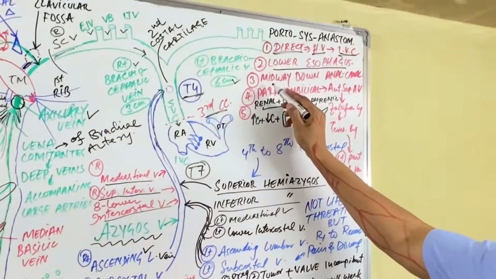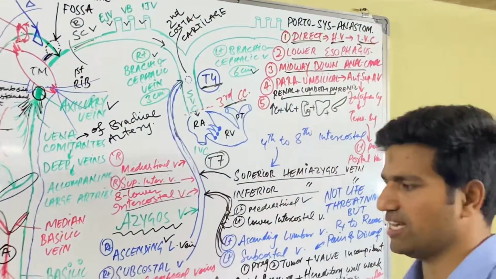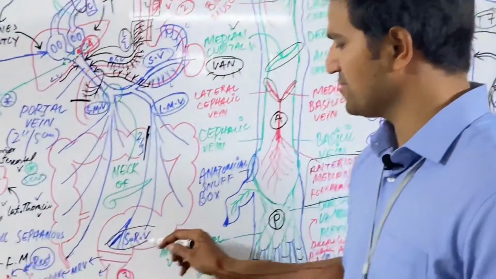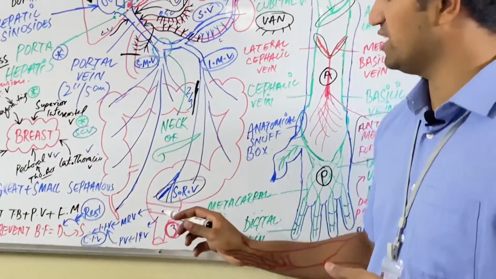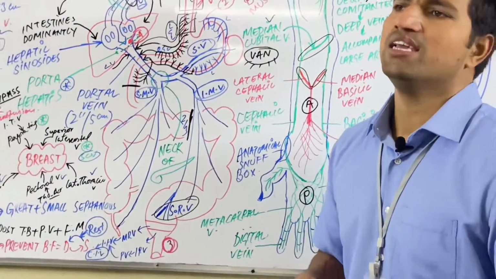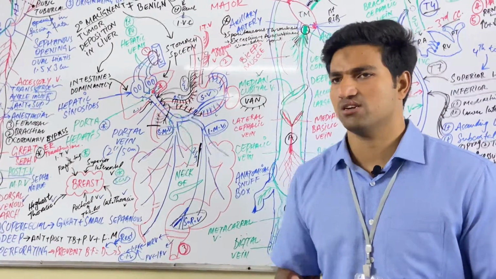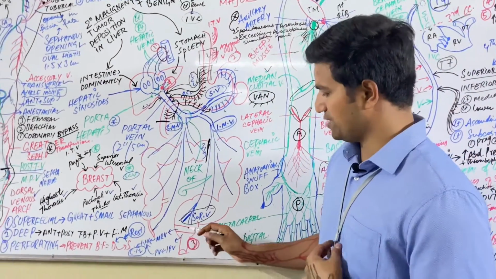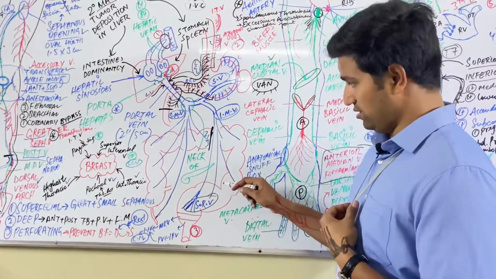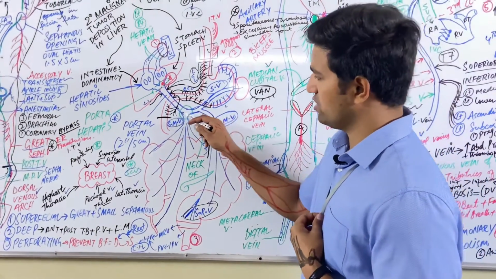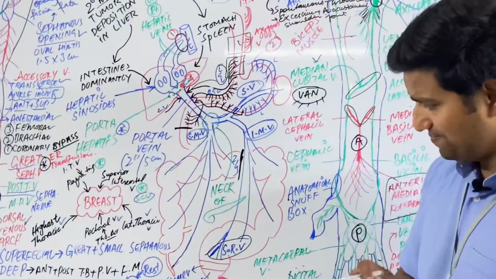Then the third one is midway down the anal canal. You can see the superior rectal artery supplying the superior rectum, and the middle rectal artery is a branch of the internal iliac artery. Now we are talking about venous drainage. So the superior rectal vein is a branch of the inferior mesenteric vein, which eventually goes to make the portal vein, portal system.